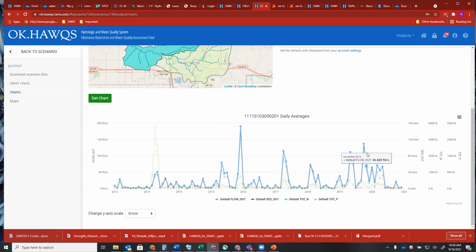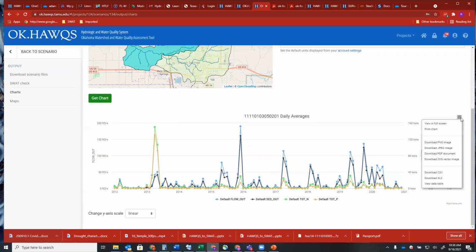Also, any graph that you see here, you can simply export that. You can make that a full screen. You can print it. You can download it as an image or PDF, or you can download it as a comma delimited file or Excel file. So the data that you see here can be exported as an Excel file or comma delimited file.